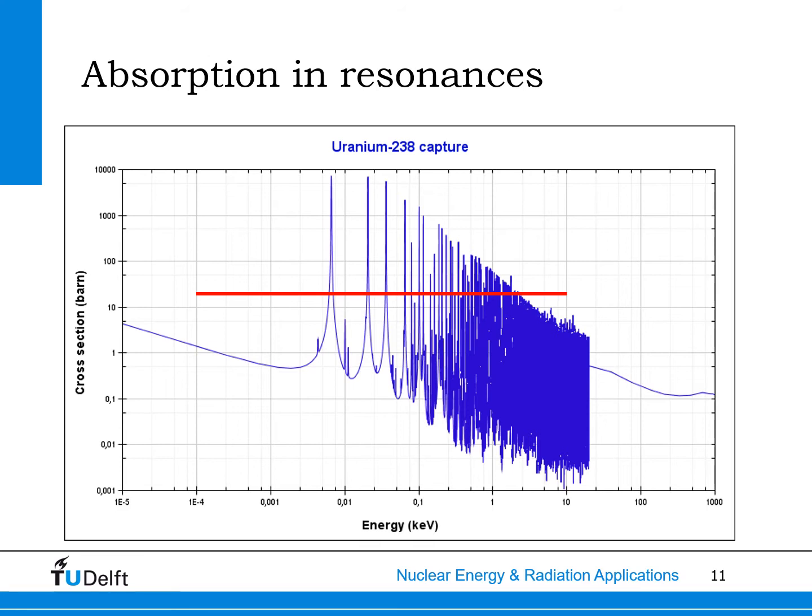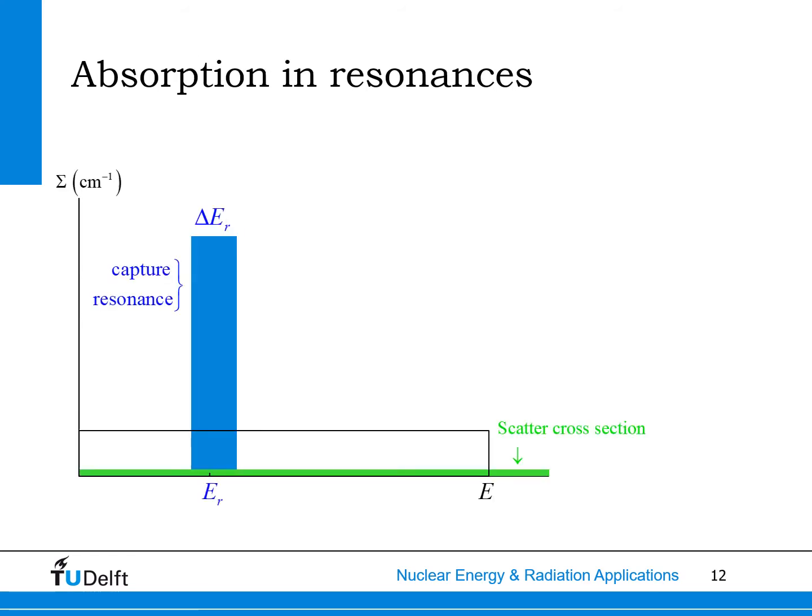In the following slides, we will calculate the probability for a neutron to be absorbed in one of these resonances of the fuel nuclides. To simplify the derivation, we will neglect leakage of neutrons and we will assume that the resonance at energy ER has a rectangular shape with the width of delta ER, as shown in the plot. Furthermore, we consider only scattering with hydrogen.